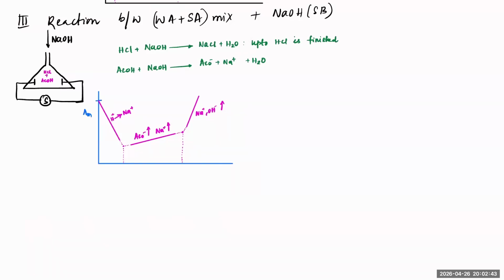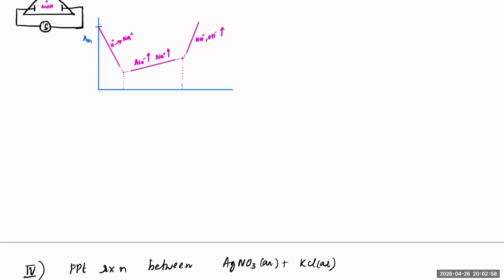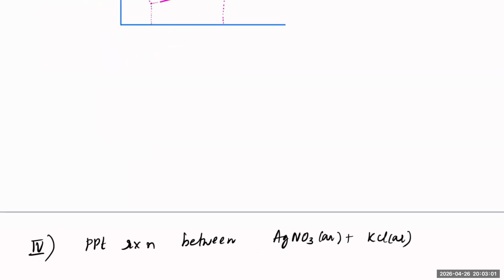Got it? Next, check out weak acid, weak base. No, I didn't write weak acid, strong base first. Strong acid, weak base. Weak acid, weak base. Yeah, I'll write it down here only, like a special case.